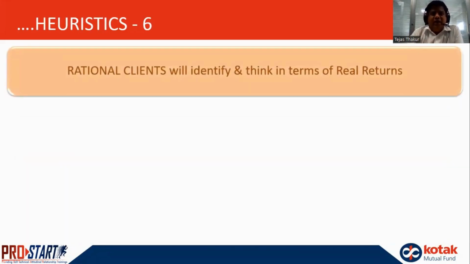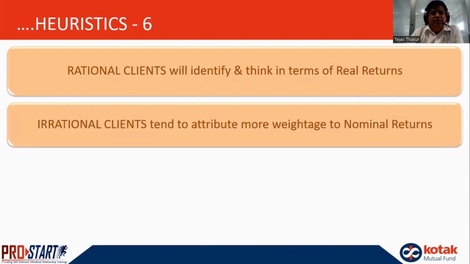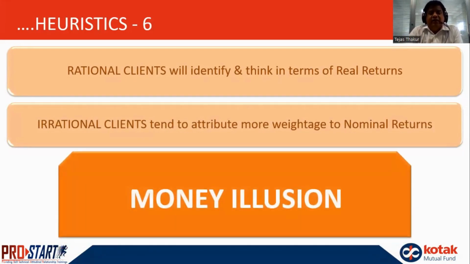So rational clients will identify and think in terms of real returns. Irrational clients will be more weighted towards nominal returns. This is known as money illusion. Illusion is like a myth. Illusion is like something which you don't see. So something which you are made to see, which does not exist. Typically, your mathematicians, your magicians, and your illusionists are the people who create this, right? In money, also illusion happens.